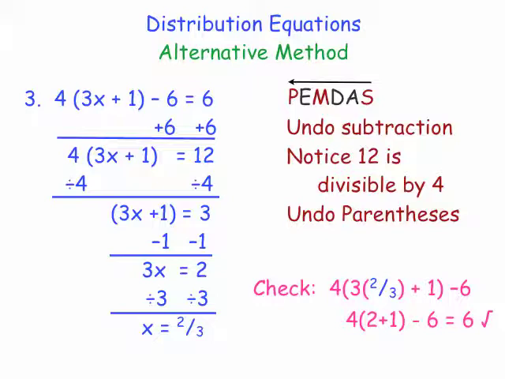Now I could have used the distribution method. I would have gotten the same answer. But I noticed that I could divide both sides by 4 and get a nice whole number, so I thought that would be a shortcut. Realize, however, that we had to get rid of that minus 6 first. So our first step had to be to add 6 to both sides, and then we could divide both sides by 4. We still have to do PEMDAS in reverse order. But this is a nice alternative method when the coefficient of the parentheses divides evenly into the right-hand side. Give it a try.